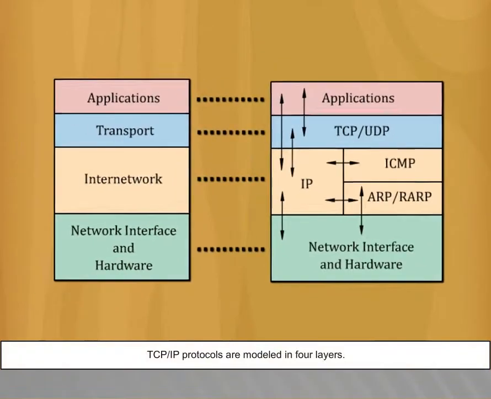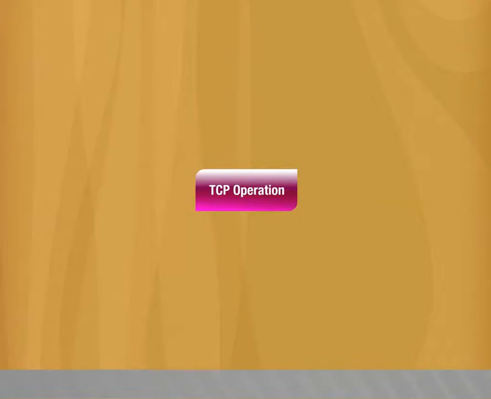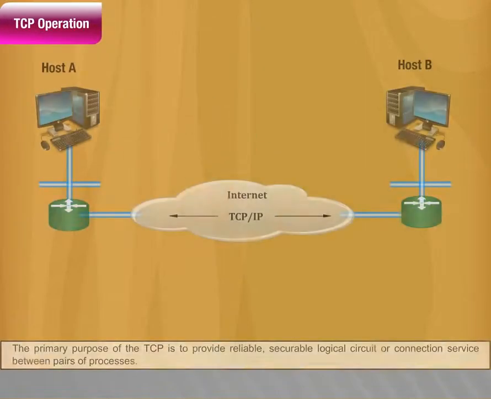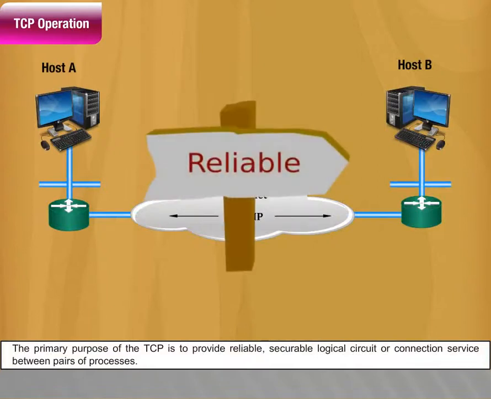TCP/IP protocols are modeled in 4 layers. TCP operation. The primary purpose of TCP is to provide a reliable, secure logical circuit or connection service between pairs of processes.